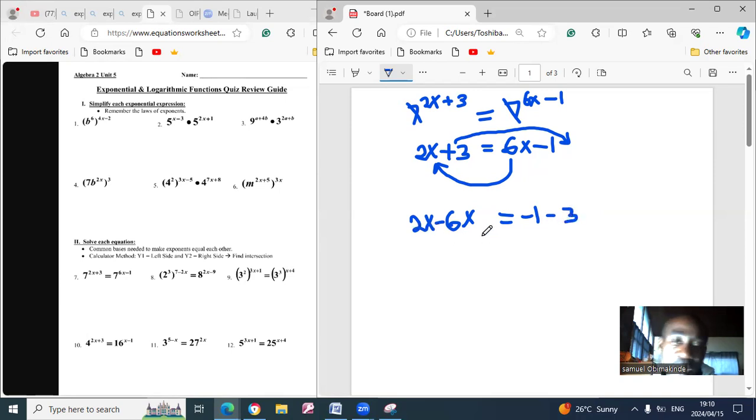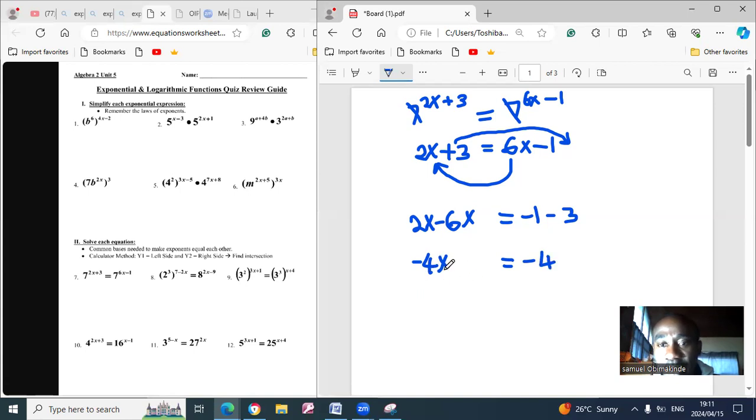So 2x minus 6x is minus 4x, and this will be equal to minus 1 minus 3. I've already taught you how to do this. Minus means you are owing. So you owe 1 rand, for example, or you owe $1, you owe another $3. So in total, you will be owing $4. So that will be negative 4.